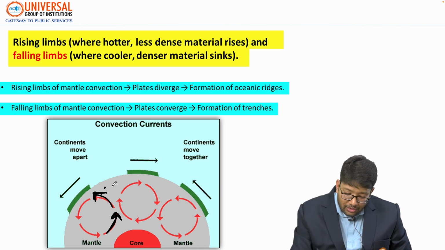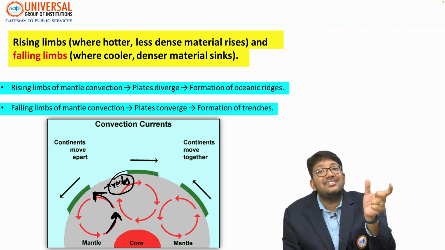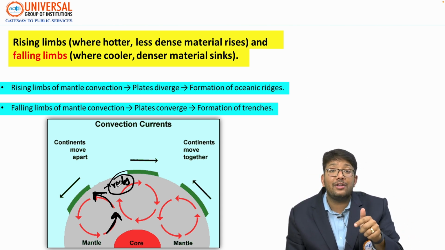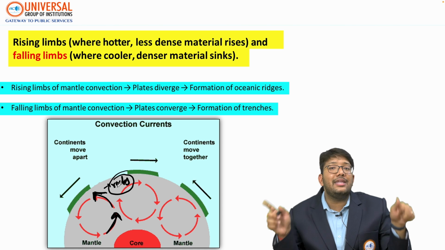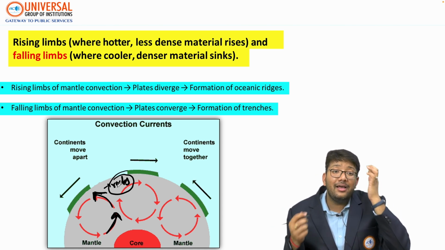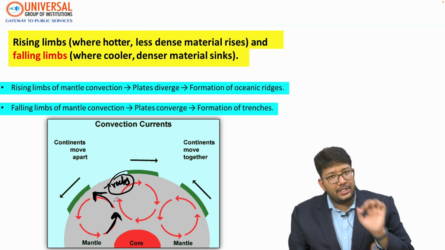Now, if these rocks are melting, what will happen? It will change into a semi-liquid form, meaning the density of those molten rocks will be less than the density of the nearby rocks. What will happen? It will rise. Remember, it will rise. Now when this limb is going up, it's okay.